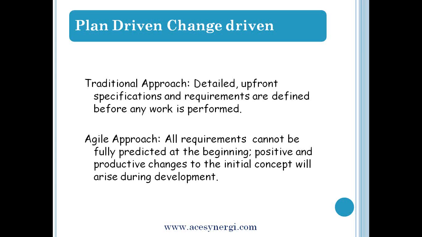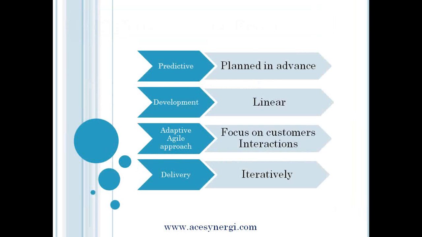If you talk about the agile approach, agile believes all requirements cannot be fully predicted at the beginning. So positive and productive changes to the initial concept will arise during development, and this is the evolutionary process. So in agile, we say, let's start the work. As we move along, requirements will become more and more clear, and the clarity would be obtained in subsequent stages. This is the fundamental difference between both approaches.